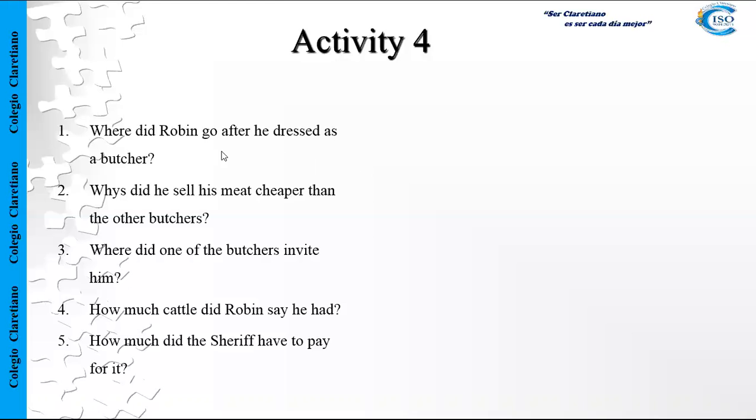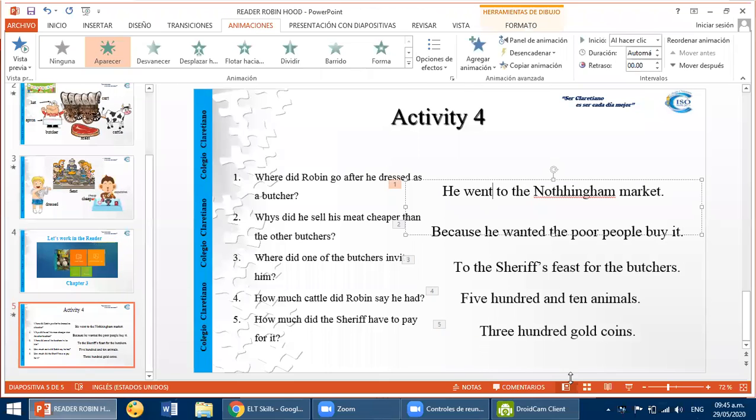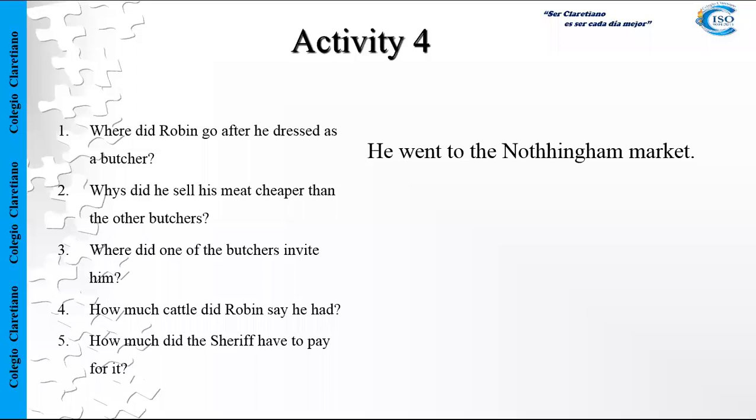Okay, but wait, pay attention again. Listen to the question. Is the question in present or in past? Where did Robin go after he dressed? How much cattle did Robin sell? All these questions are in past. So we say Robin went to the market, as Fabricio says, no? He went to the Nottingham market. Okay, remember, he went to the market.